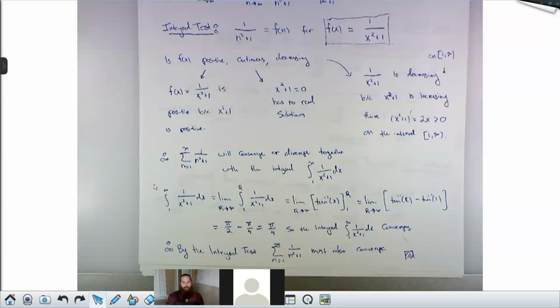Okay, so because the integral has this finite value, the integral converges. And by the integral test, if the integral converges, so does the series. But the series is not equal to the integral. So the series is not equal to pi over 4. I don't know what the sum of this series is. It's not pi over 4.